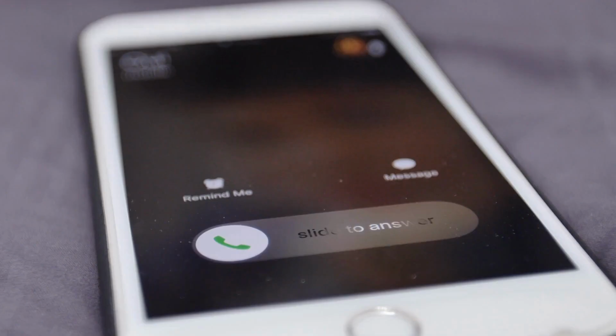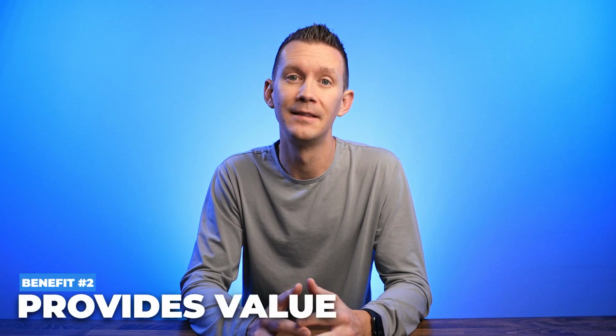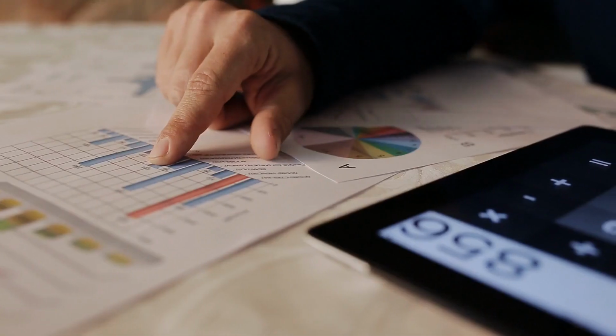So if and when the time comes that they decide that they want or need to sell, you're more likely to be the person that they call. Now, the second benefit is that it provides value. Even if somebody is not in the market to buy or sell a house today, it doesn't mean that they don't need to know or don't want to know where their real estate is at.